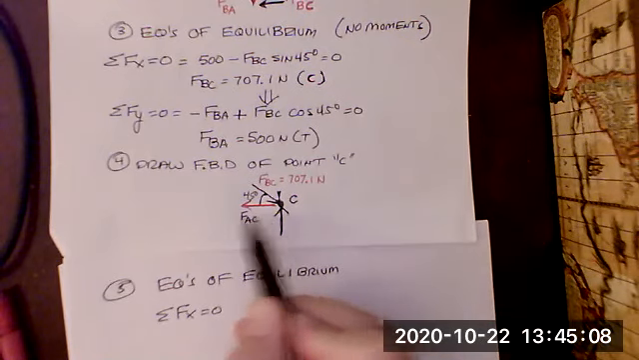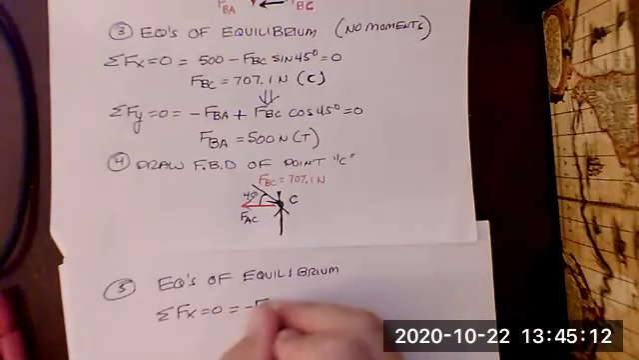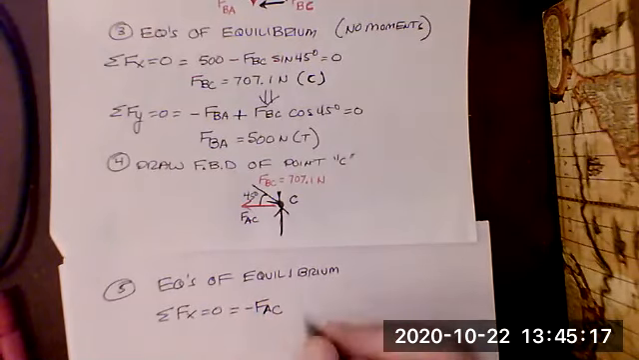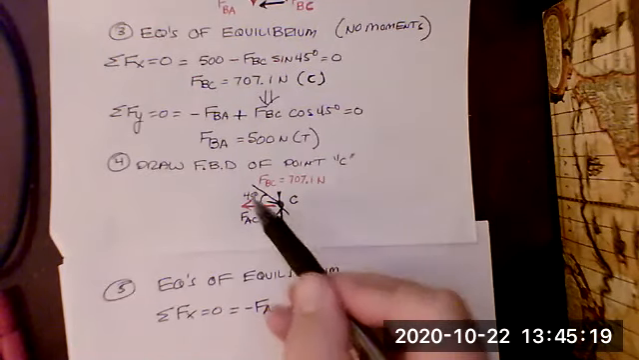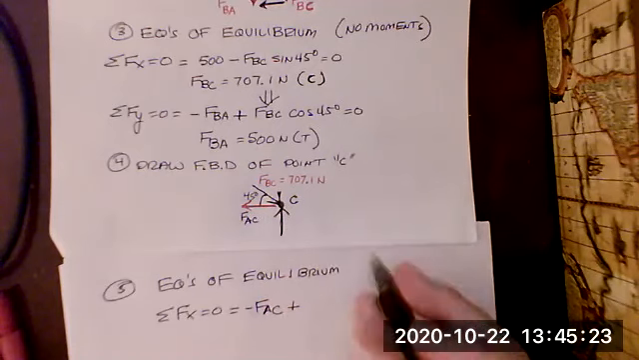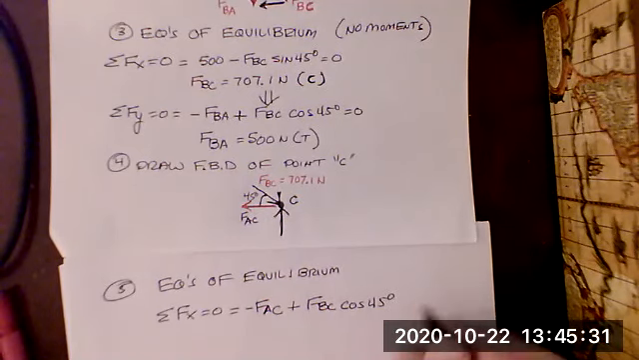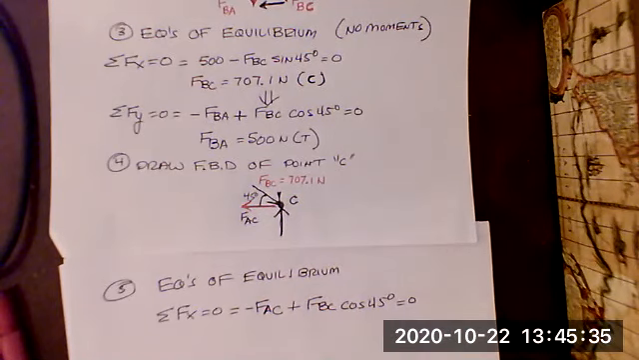So we have negative FAC because we're going to the left. So it's negative FAC plus, see? Now, what is the horizontal component of this? It's going to be FBC cosine of 45 degrees equals 0. Well, I know what FBC is.